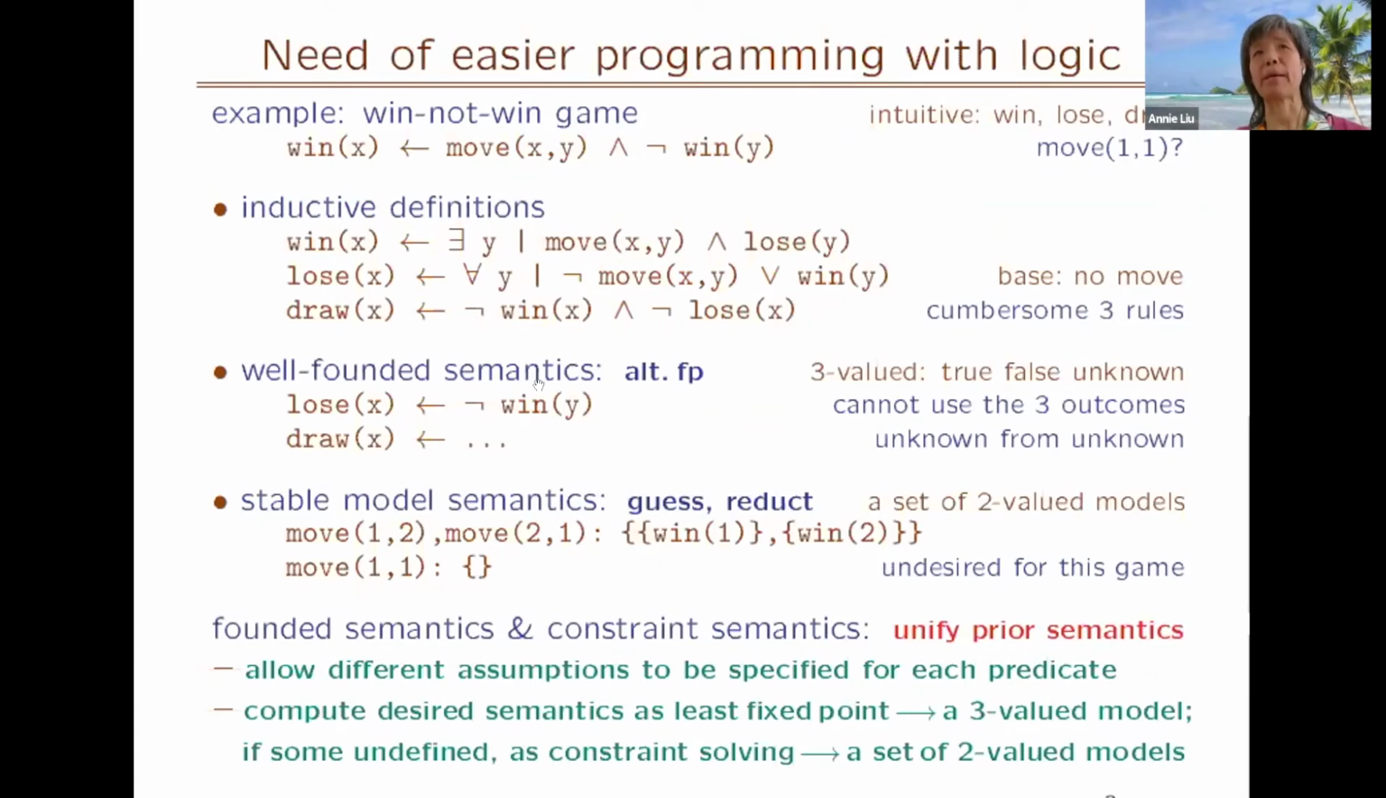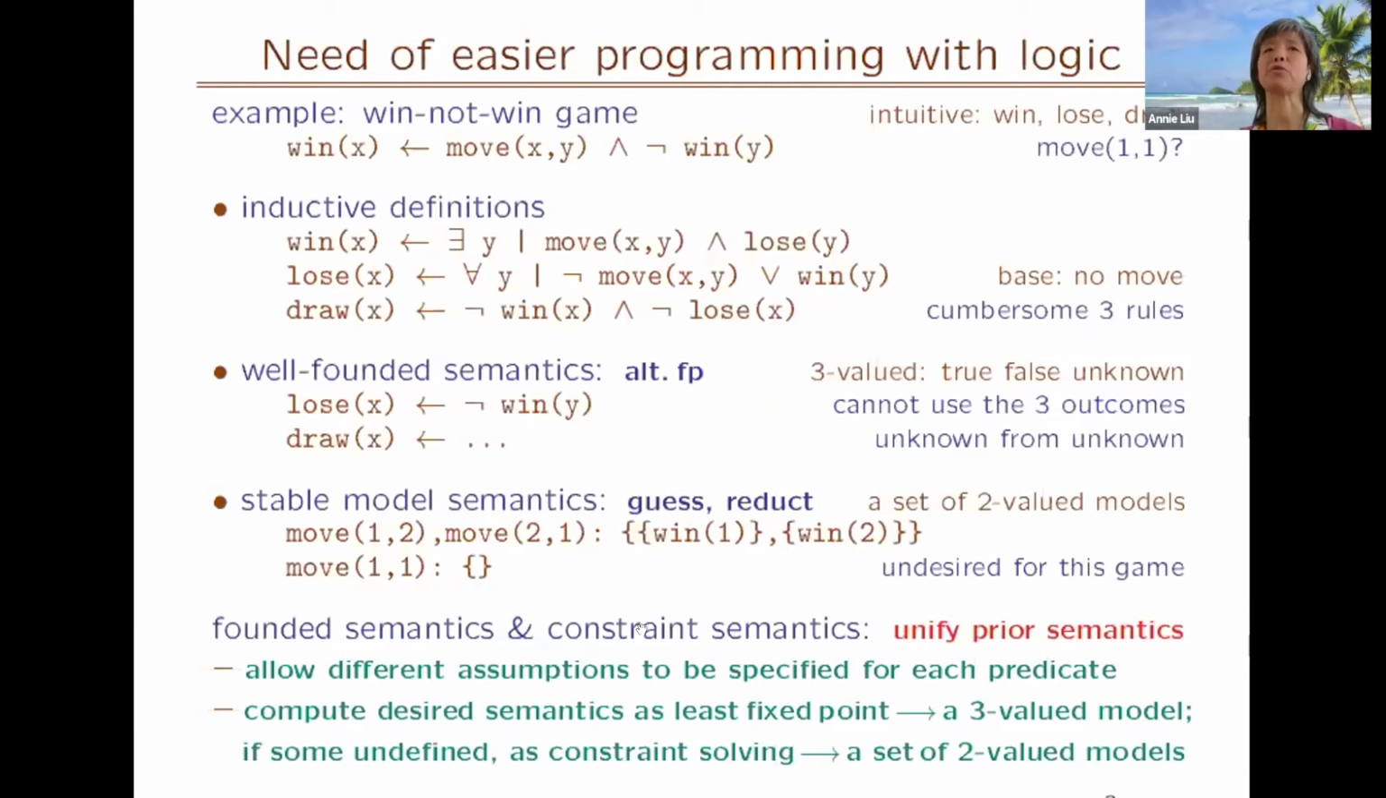Indeed, with the well-founded semantics, you can just write this one rule and it gives you win equals true, false, undefined. That corresponds to win, lose, and draw beautifully. Except you cannot use the 3 outcomes, in particular, anything that's unknown. After that, everything else depends on it being unknown. Okay, stable model semantics doesn't have unknown. They have a set of 2-value models. For this particular example, of course, it gave you no solution. That's not good. So they have different underlying semantic assumptions, good for different uses.